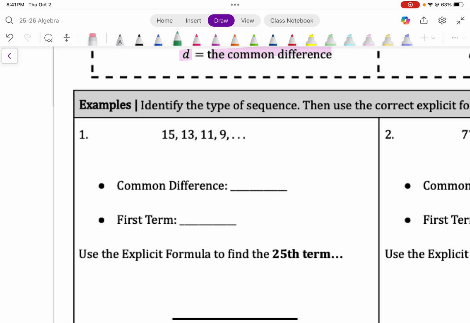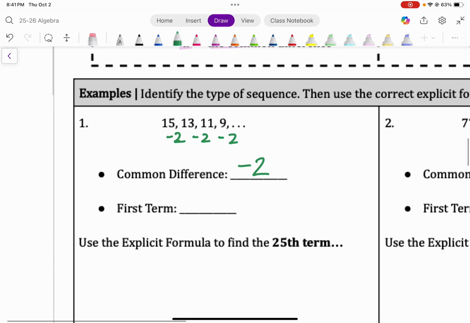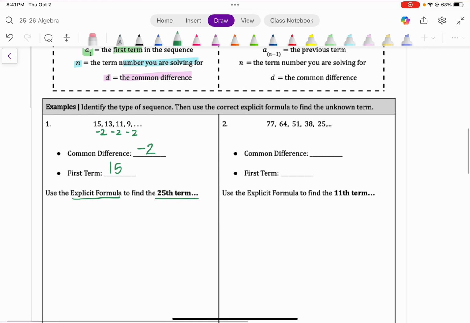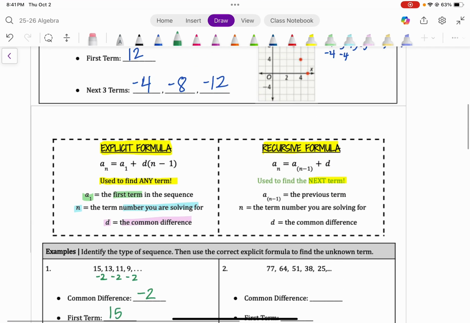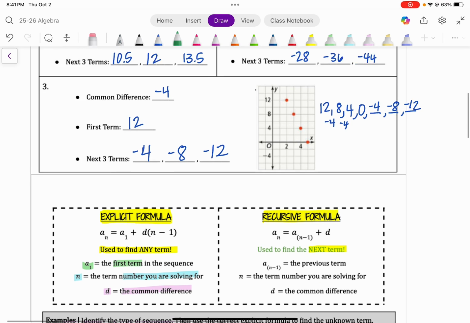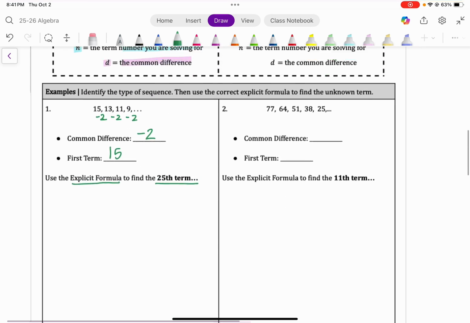And I can see from 15 to 13, I'm subtracting 2, 13 to 11, subtracting 2, subtracting 2. So the common difference is minus 2, and the first term is 15. And then we're going to use the explicit formula. We're going to write one and find the 25th term. And when we do this, it's going to feel like a slope-intercept equation. And we can see that this picture on number 3 up top, it has a linear pattern. So let's see what we get when we use this formula.